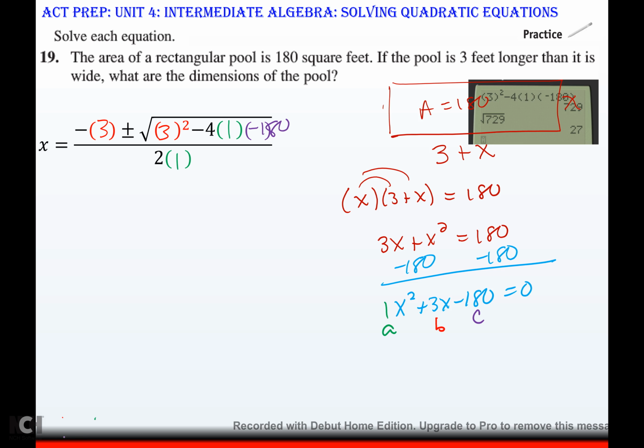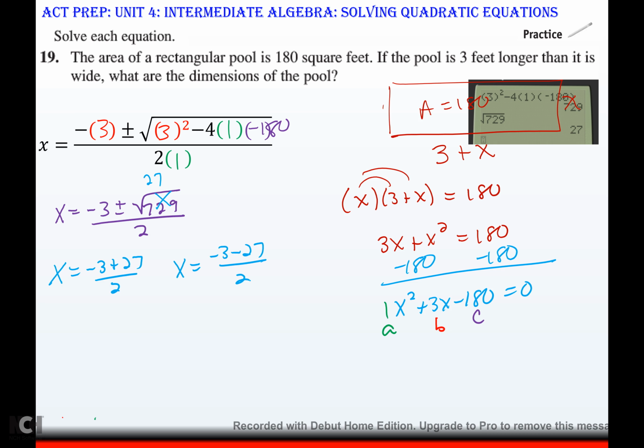Typing in just what's under the radical, I get 729. So I have x equals negative 3 plus or minus the square root of 729 all over 2. The square root of 729 is 27. So I have x equals negative 3 plus 27 over 2, and x equals negative 3 minus 27 over 2. Solving this one, I get x equals 24 over 2, which gives me x equals 12. Solving this one, I get x equals negative 30 over 2, which gives me x equals negative 15.